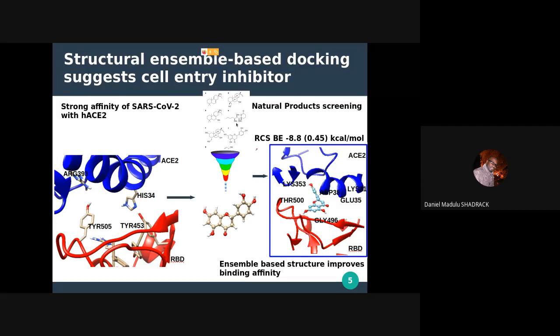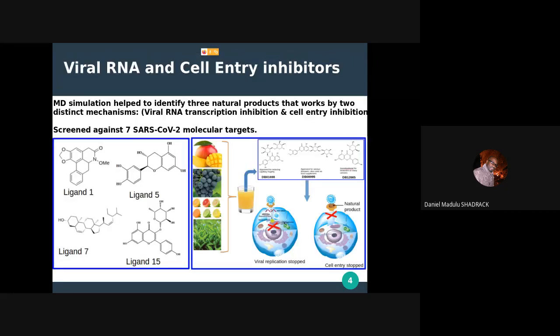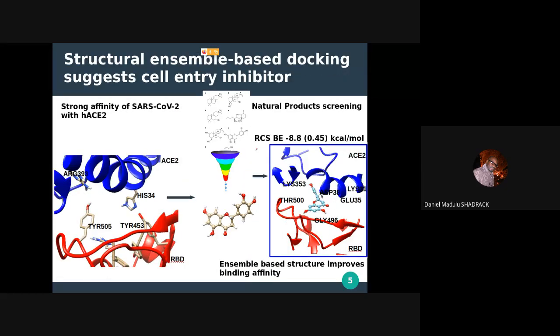Some natural products have already been isolated. We did the screening targeting only the interface and focusing on the interaction, especially with these residues here at the interface. And this flavonoid, like for the previous group, showed lower binding energy than the other classes of natural products. So this interested us to evaluate the stability of this flavonoid and to see its dynamics.